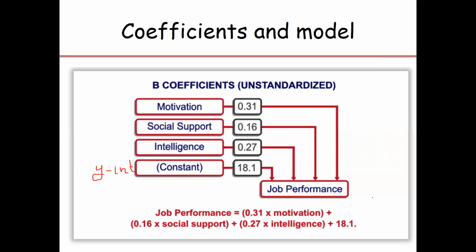How is the model written? The predicted variable y is equal to 0.31 times motivation plus 0.16 times social support plus 0.27 times intelligence plus beta naught. Beta naught is written last, but initially I wrote beta naught as the first term of the model because it is a positive value, and we can write it either as the first term or as the last term. So this is the summary of this model.